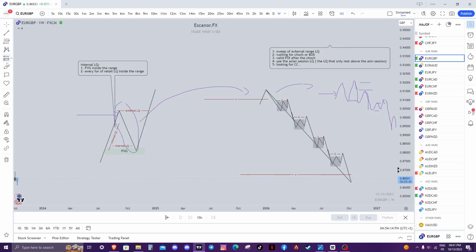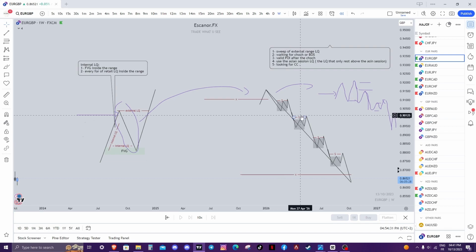So here this gray box represents the Asia session. We're going to wait for the Asia session high to be taken. Even if you see the Asia session low got taken out, you need to wait for the Asia session high to be taken, and then look for a confirmation candle.